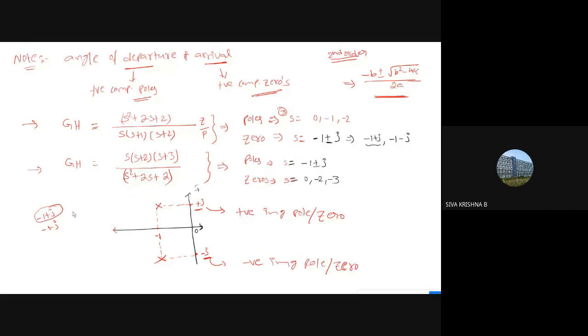So where do we find the angle of departure? Angle of departure is for poles or zeros? Poles. Angle of arrival? Zeros. Not simply poles, not simply zeros: positive imaginary complex poles and complex zeros. Okay.